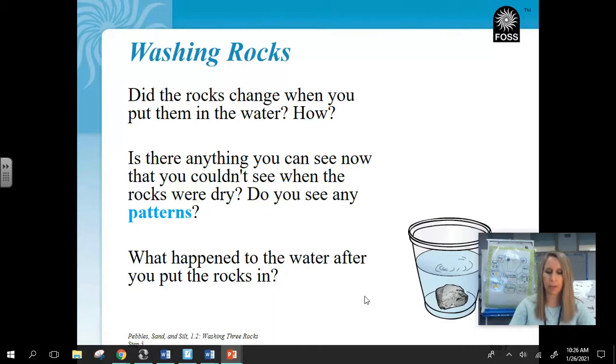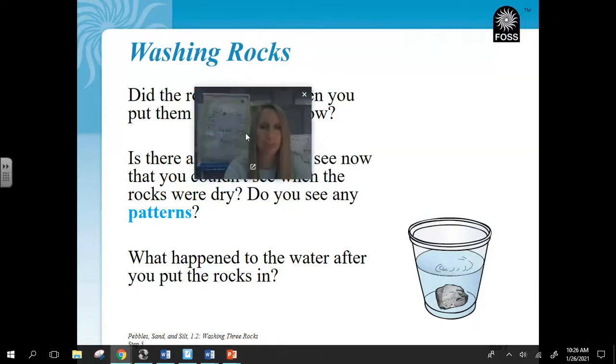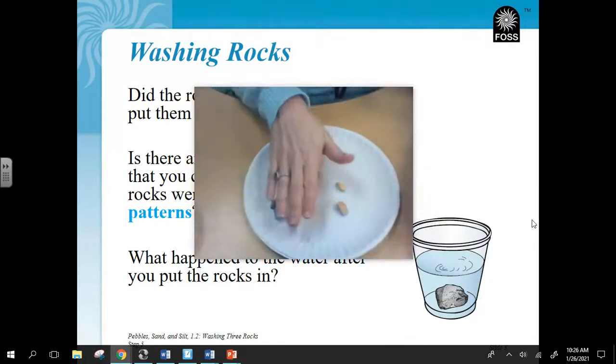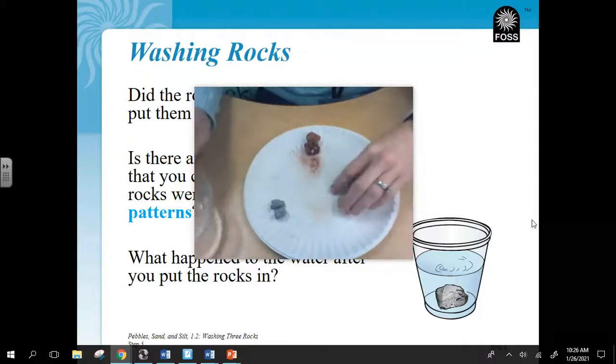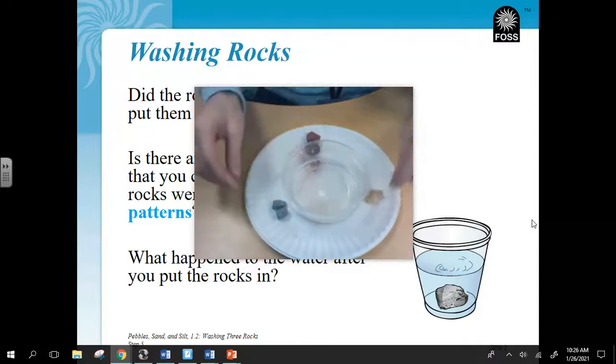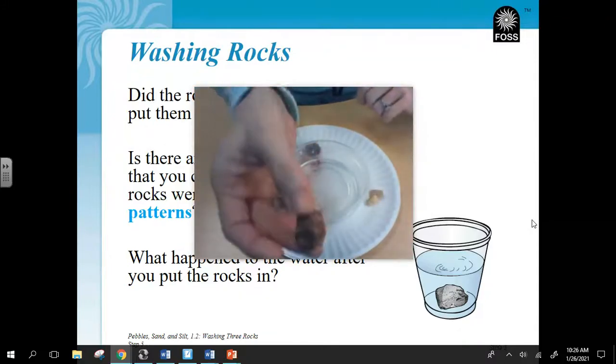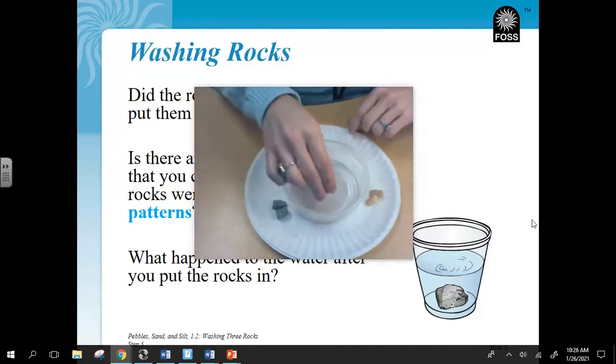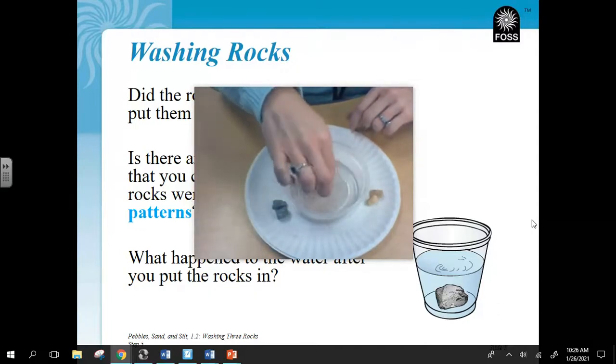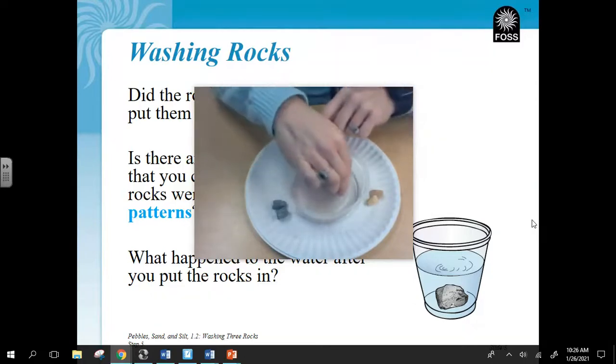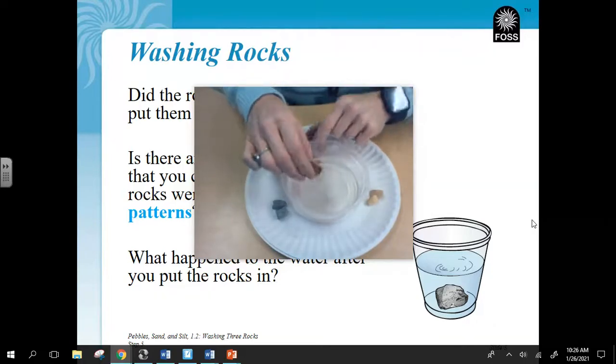All right, so what I'm going to do is enlarge my screen and let's start this investigation. So what we're going to do is keep one dry of each so that you can see the differences. So let's start with my red one right here. So I'm going to put it in water. And I've kind of gotten it wet all around.